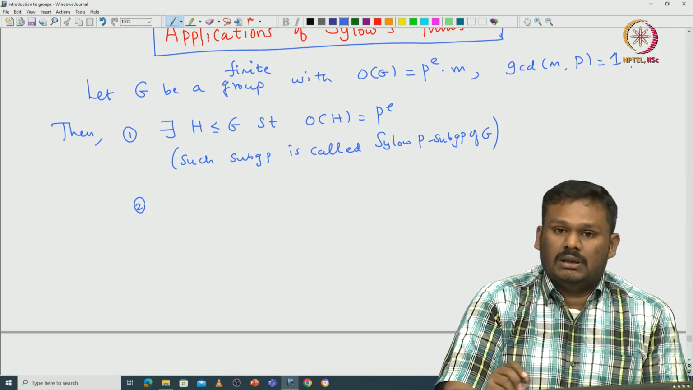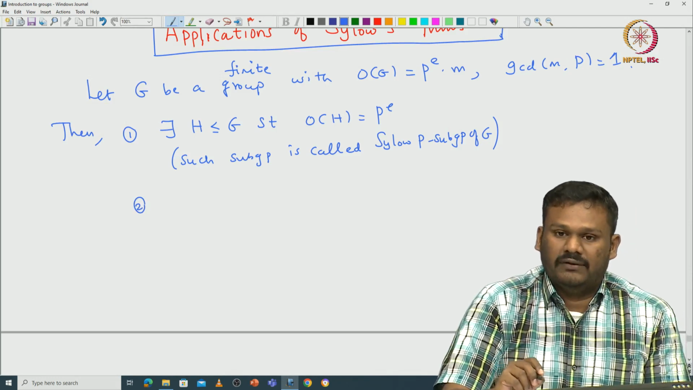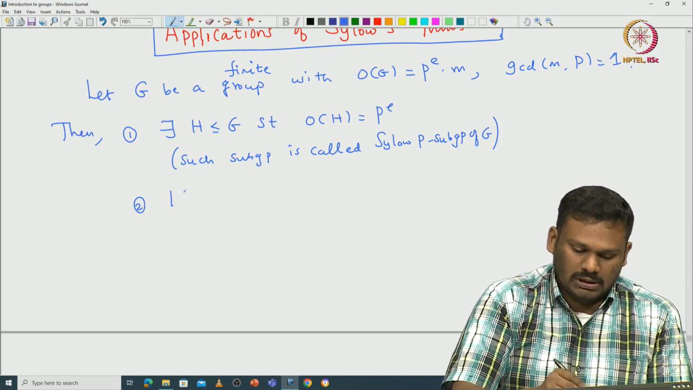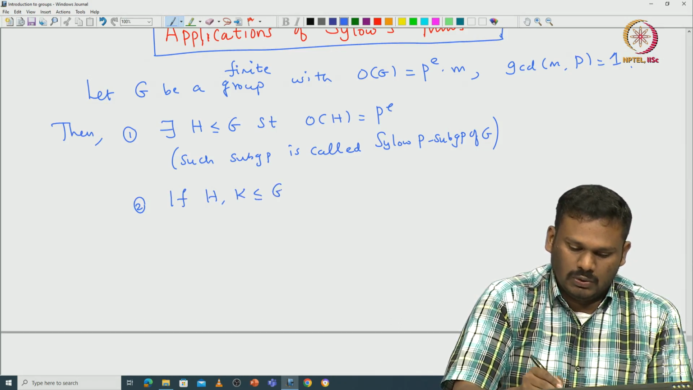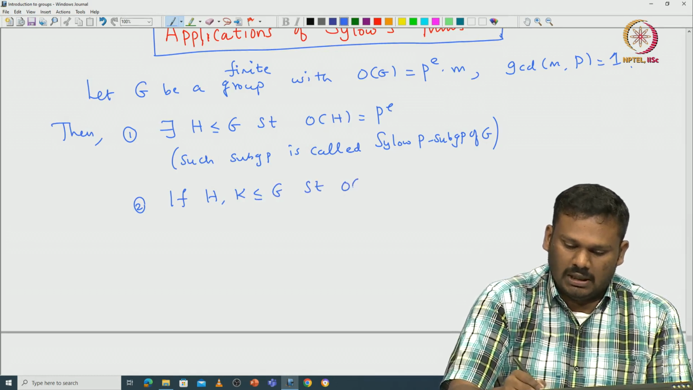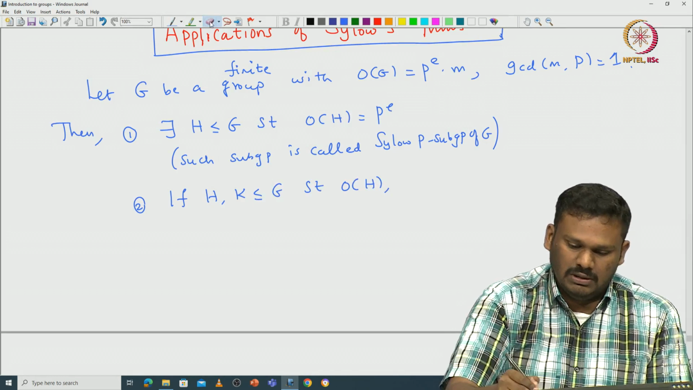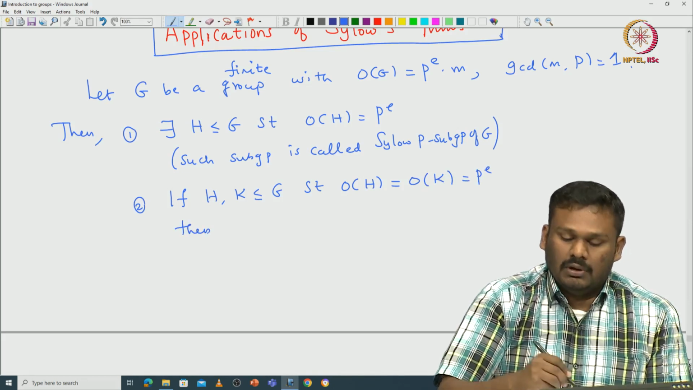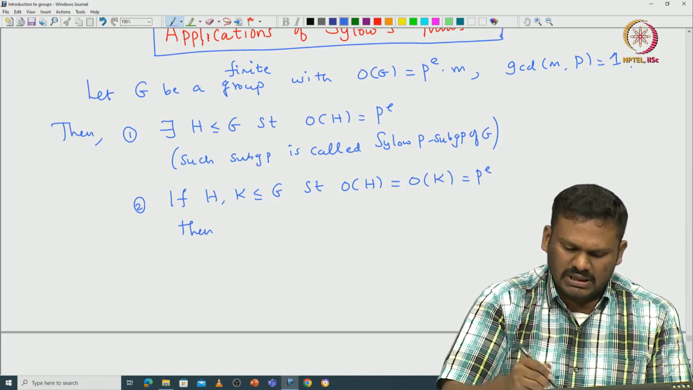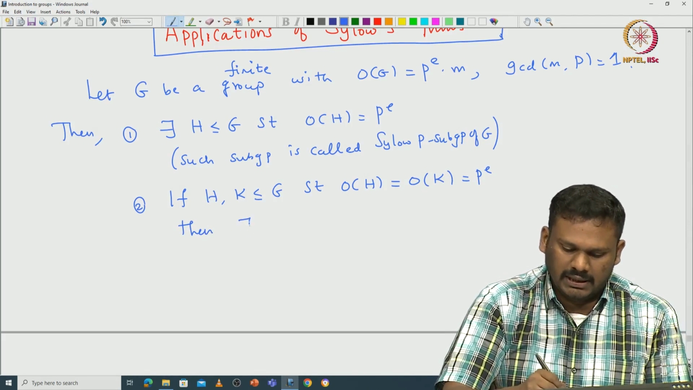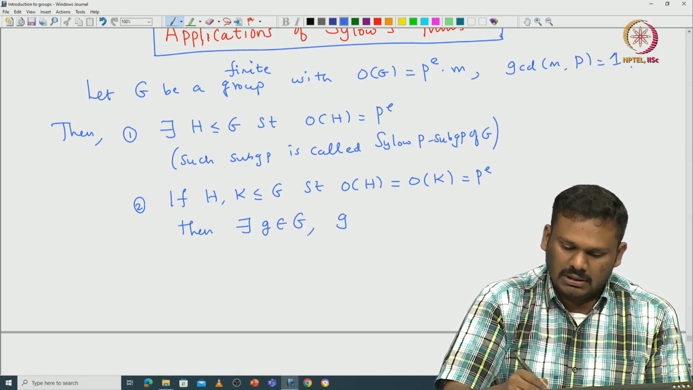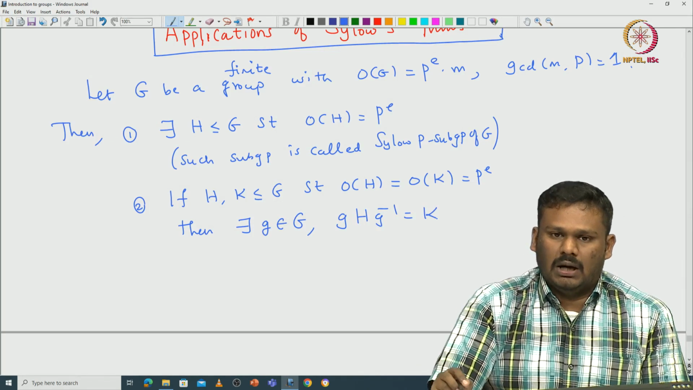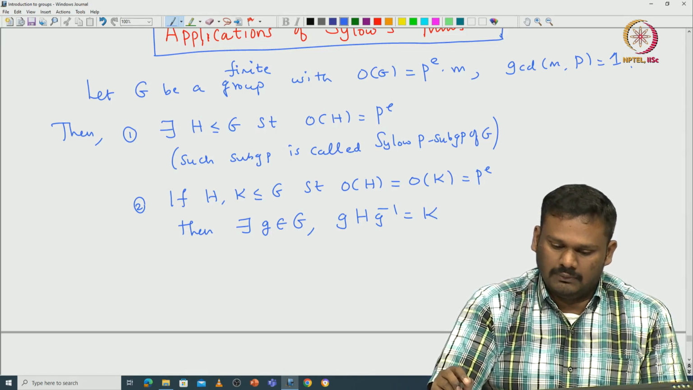So, the first theorem of Sylow says about the existence of Sylow p subgroups. The second theorem talks about how one can compare two given Sylow p subgroups. Suppose H and K are two Sylow p subgroups, that means the order of H and the order of K are both p^e. Then we can prove that they are conjugate in G. That means there exists g in G such that g H g inverse is exactly equal to K. In particular, all Sylow p subgroups are conjugate.